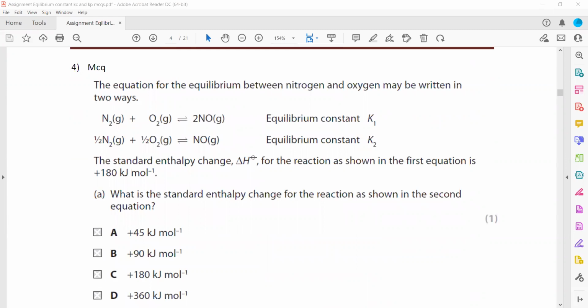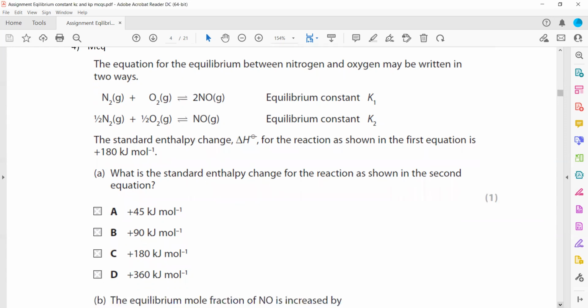So the first doubt from this one is question number 4 in parts. I will solve the full question 4 so that you will have an idea. The first one: the equation for equilibrium between nitrogen and oxygen may be written in two ways. We can write nitrogen plus oxygen give 2 moles of nitrogen monoxide, or half mole of nitrogen plus half mole of oxygen give 1 mole of nitrogen monoxide. The standard enthalpy change for this reaction is shown there, which is about 180 kilojoules per mole. What is the standard enthalpy change for the reaction as shown in the second equation?